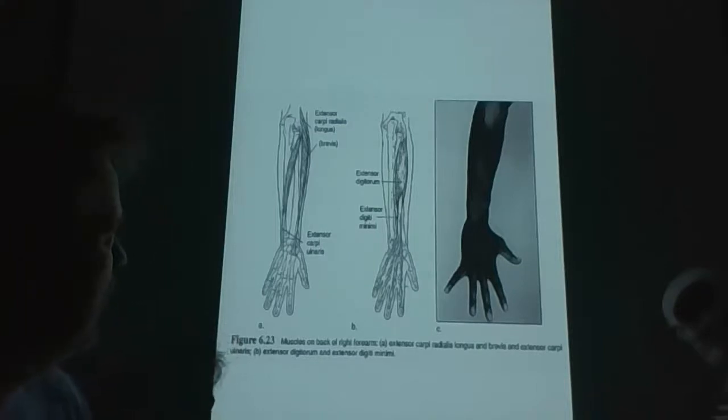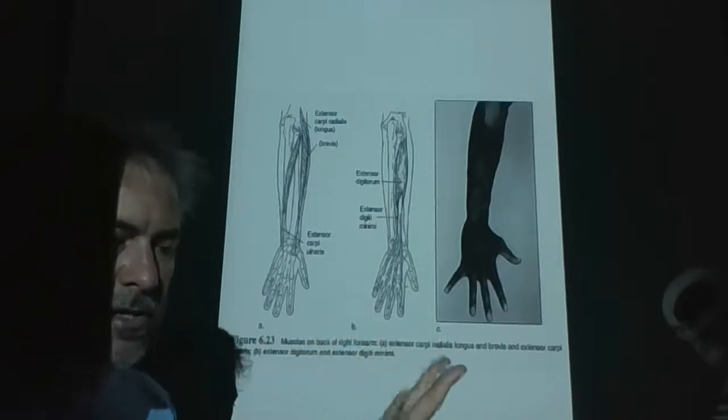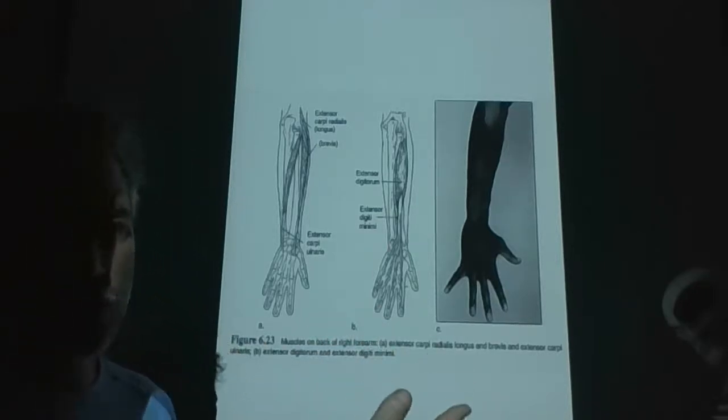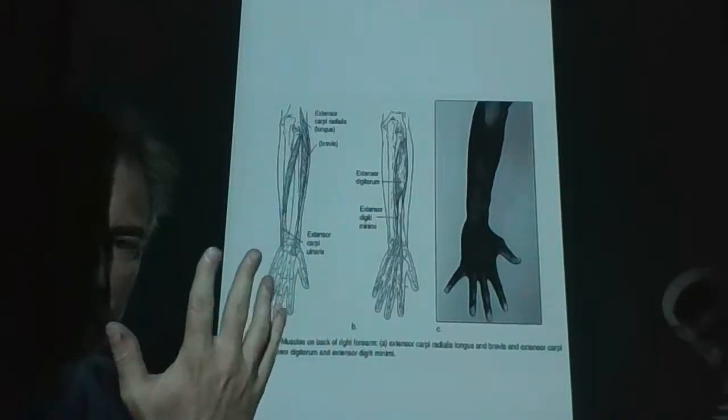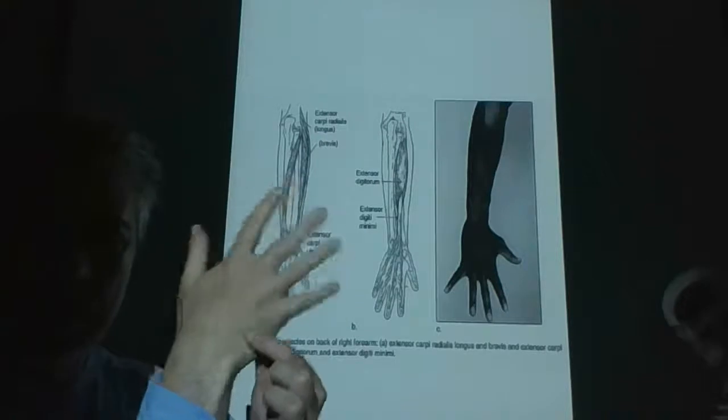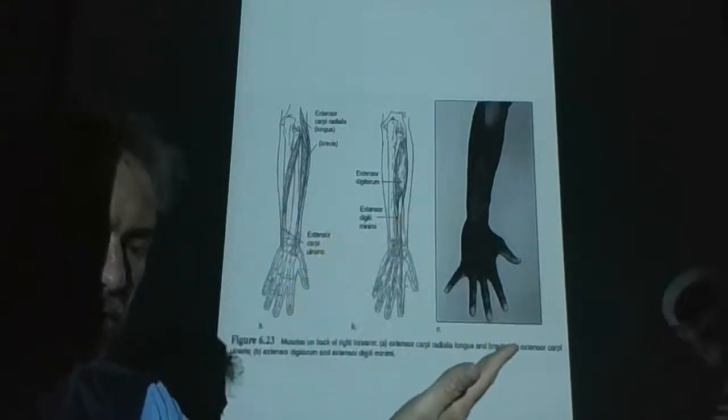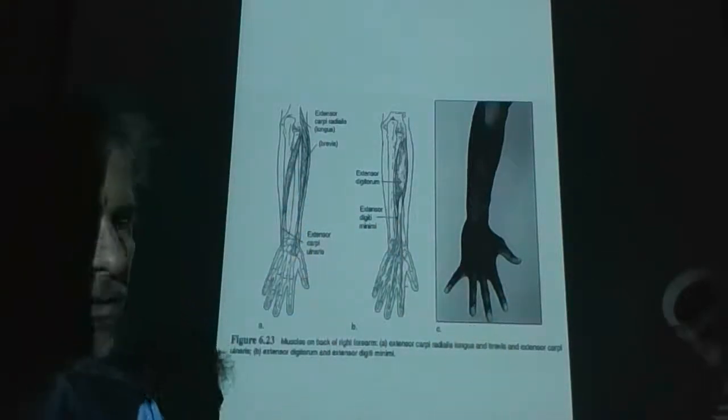The extensor carpi radialis runs along the radius. Extensor carpi ulnaris runs along the ulna. Remember, thumb is always going to be lateral. Pinky is always going to be medial. So if these muscles run along the ulna, which is the pinky side, they're going to be ulnar deviators. And if they run along the radius, which is thumb side, they're going to be radial deviators.